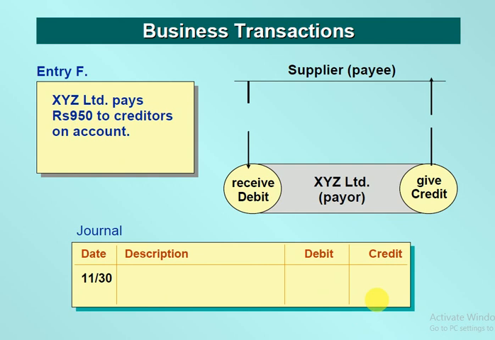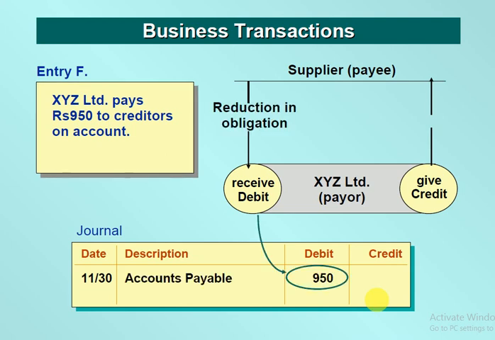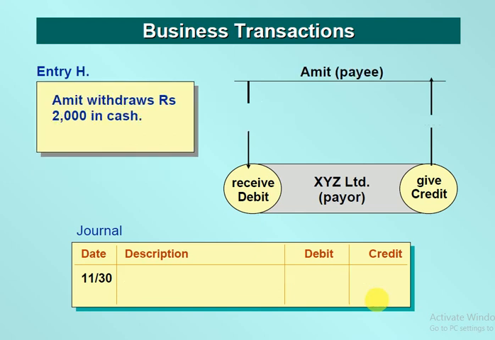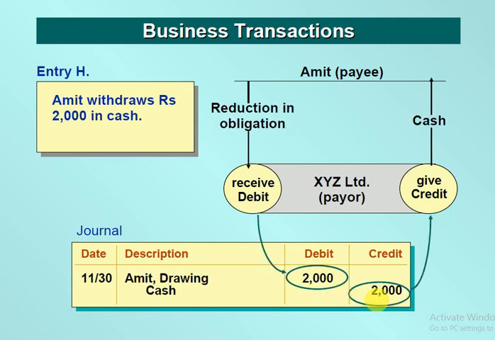Then XYZ Limited pays rupees 950 to creditors on account. Accounts payable will here be debited because at the time of payment all the liabilities will be reduced, and cash, give credit to what goes out, will be credited. Amit withdraws rupees 2,000 in cash. Amit drawings will be debited, cash will be credited because cash is going out and Amit receives drawings.